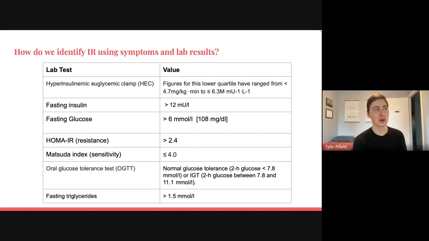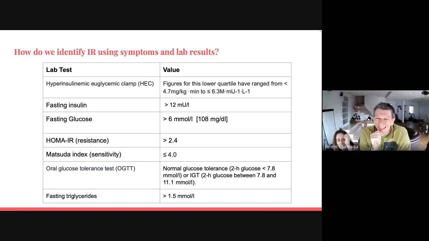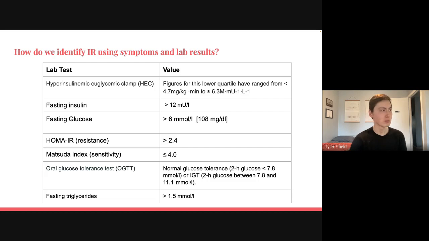Well, I would say the possibility of people doing a euglycemic clamp is relatively low. So I wouldn't say that that should be a necessary criteria for everyone. But yeah, sure. Okay, thank you, Colin.